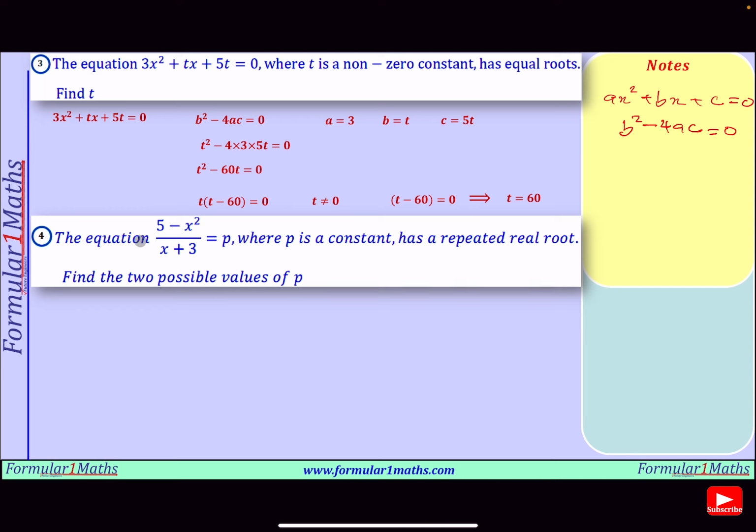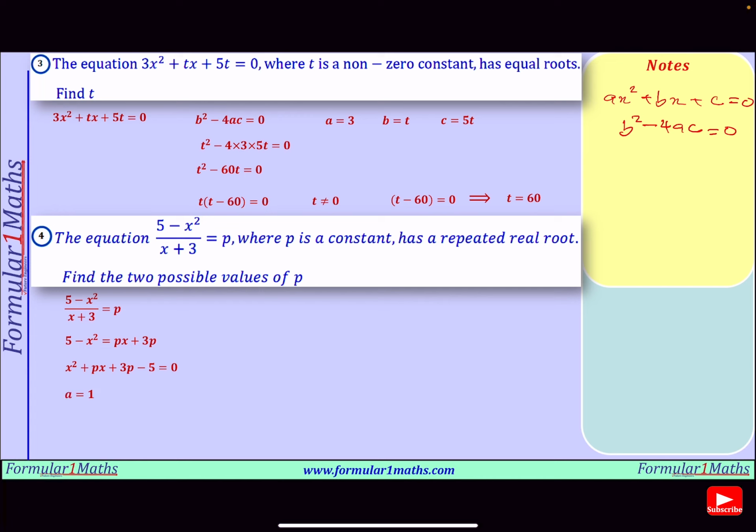Question 4. The equation (5 minus x squared) all over (x plus 3) equals p, where p is a constant, has a repeated real root. Find the two possible values of p. So this is the equation. We can rewrite it to give this, we did that by taking x plus 3 to the other side to multiply. Now we can rearrange to get x squared plus px plus 3p minus 5 is equal to 0.